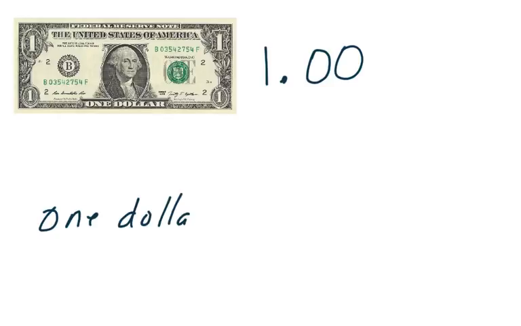Well, we're all familiar with the good old George Washington, the $1 bill. A $1 bill has a value of 1.00, so one whole dollar and no cents. And so we will say that this is $1. Remember, the decimal means "and," and 0 cents.